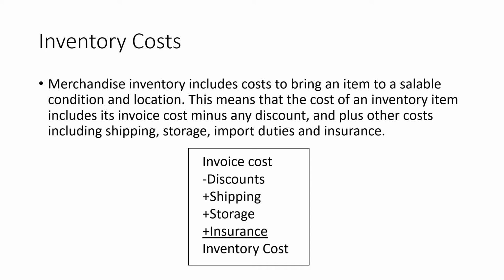So basically, anything that brings the products to a saleable condition and location can be included in the total inventory cost. So we take the cost of the merchandise, which would be the inventory cost less any discounts. Then you could also add shipping, storage, and insurance costs to get the total inventory cost that you record on the books.